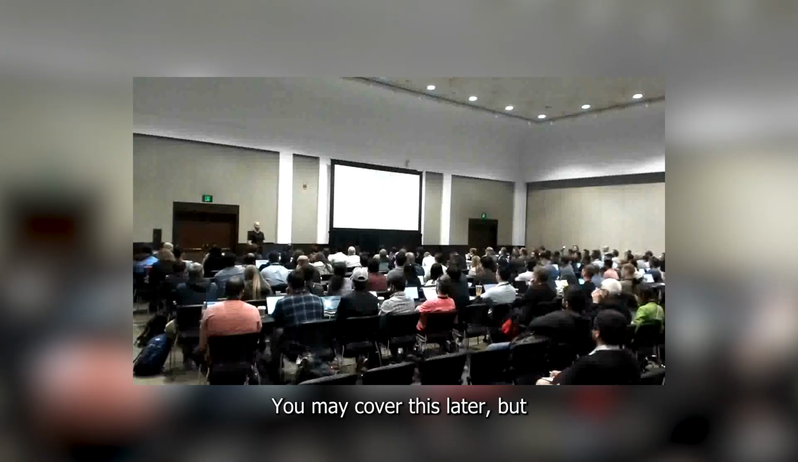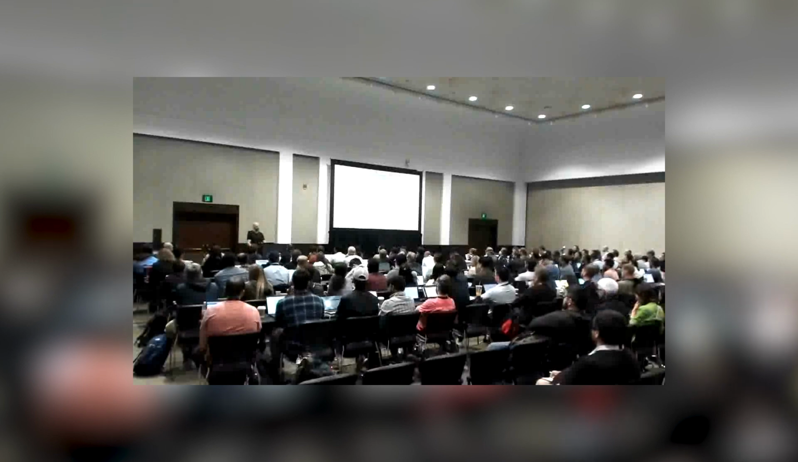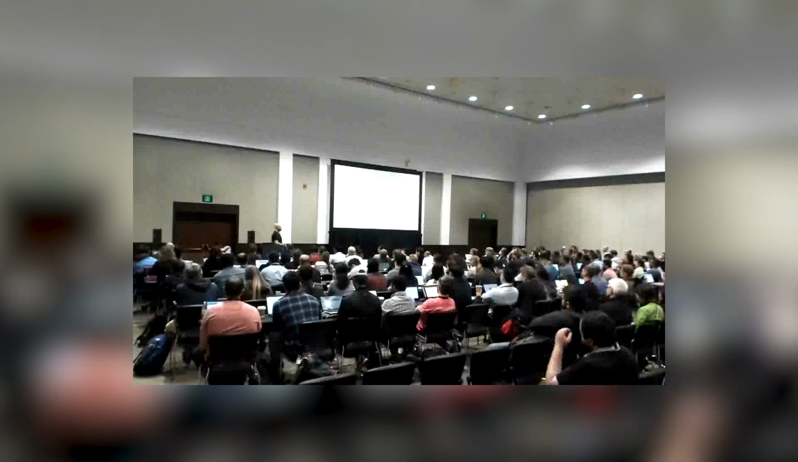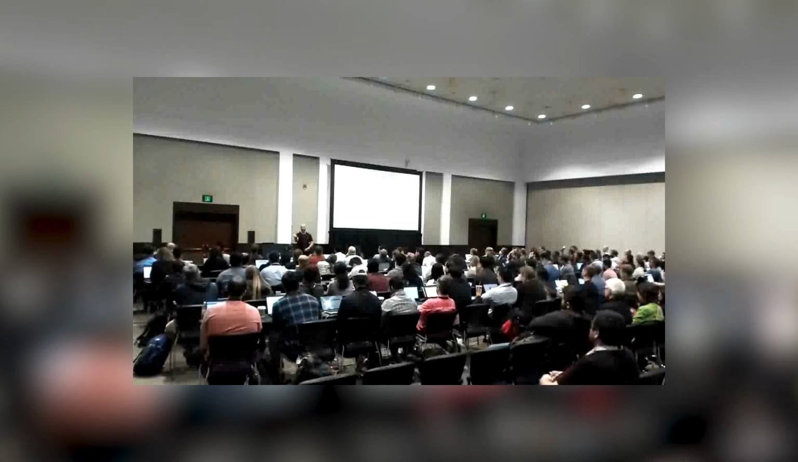Yes? You may cover this later, but how do you address some of the security and privacy considerations when downloading a model like that? So the question is, how do you address the security and privacy concerns when downloading a model like that? I'm actually surprised that that's where your security and privacy concerns are coming up, because now any information that I provide to it is local to me. A number of people asked me over the break, which is worth addressing for the whole class, the security and privacy concerns should be if I'm sending it over an API to, say, OpenAI. When I'm downloading it locally, what's the security and privacy concern?